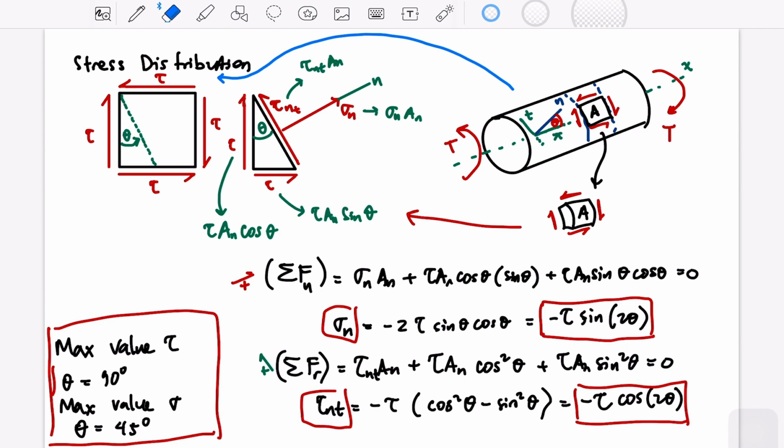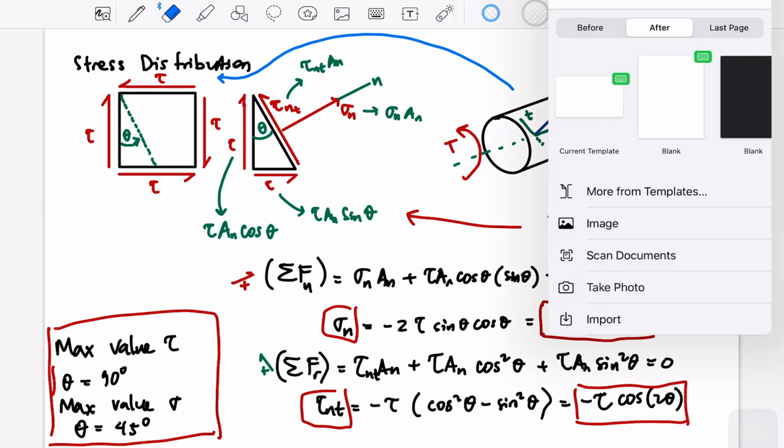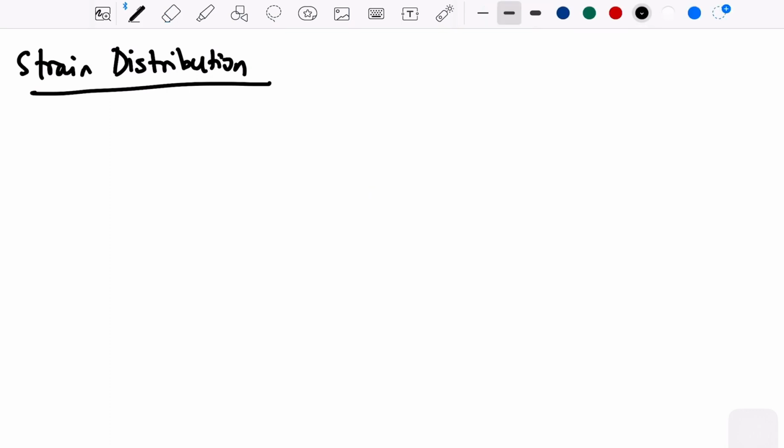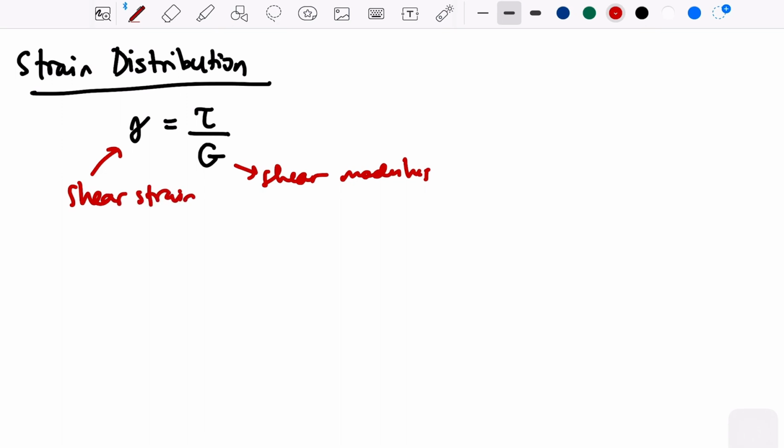Now that is the stress distribution. Another important thing is the strain. So the strain distribution. First we are going to relate the strain using tau. G is the shear modulus, right? This is the shear strain, where we usually see the change in angle, right? This is the shear stress.